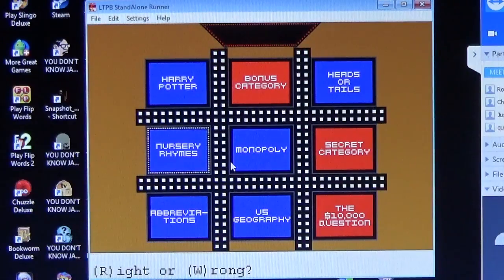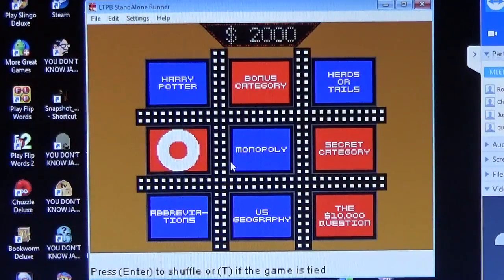Which of the following nursery rhyme characters fell off a wall? Again, which of the following nursery rhyme characters fell off a wall? Is it A, Little Jack Horner, B, Humpty Dumpty, C, Jack from Jack and Jill, or D, Little Miss Muffet? Well, in my opinion, it would be Jack and Jill, but it's got to be Humpty Dumpty. It is Humpty Dumpty. That is right. All right, we have $2,000 in the pot, and we shuffle it.